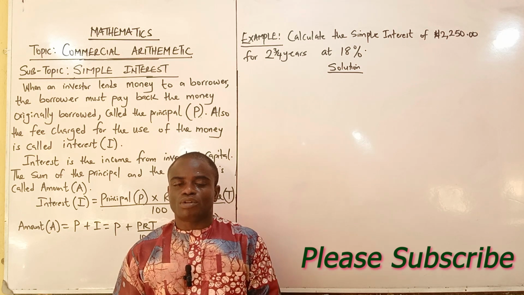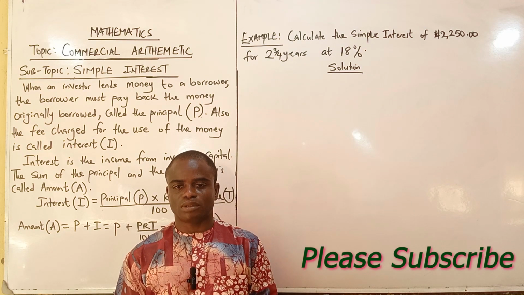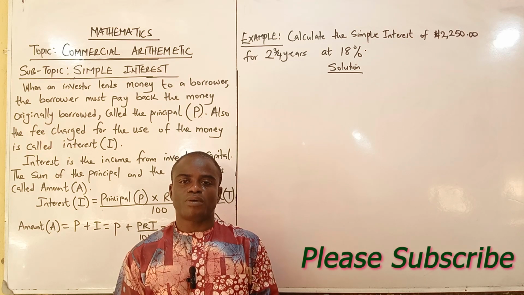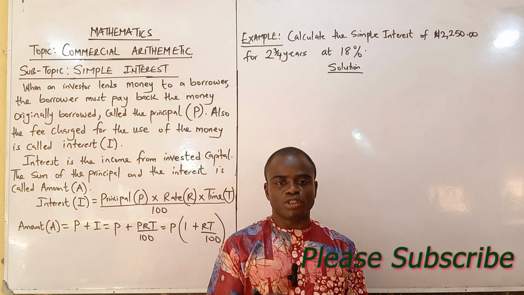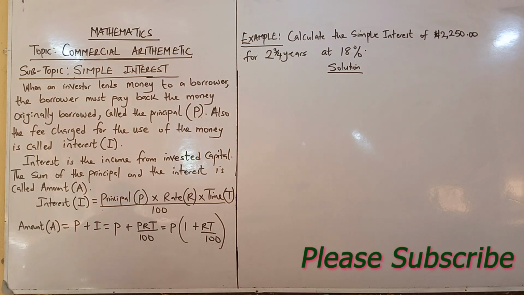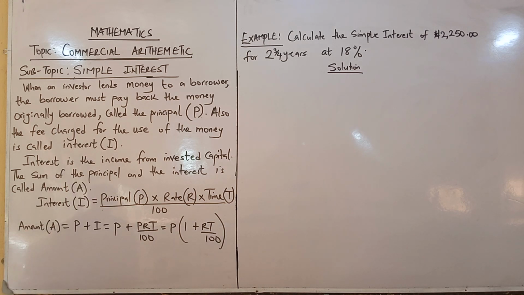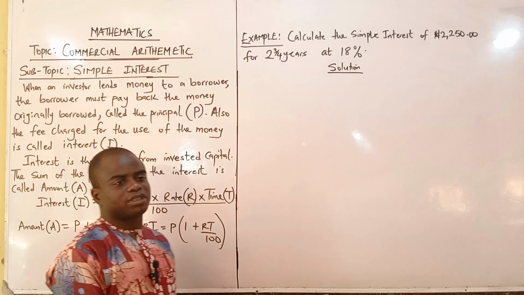When an investor lends money to a borrower, the borrower must pay back the money originally borrowed, called the principal, represented by P, capital letter P. Also, the fee charged for the use of the money is called the interest, I, capital I. Interest is the income from invested capital, the income you get from the invested capital.